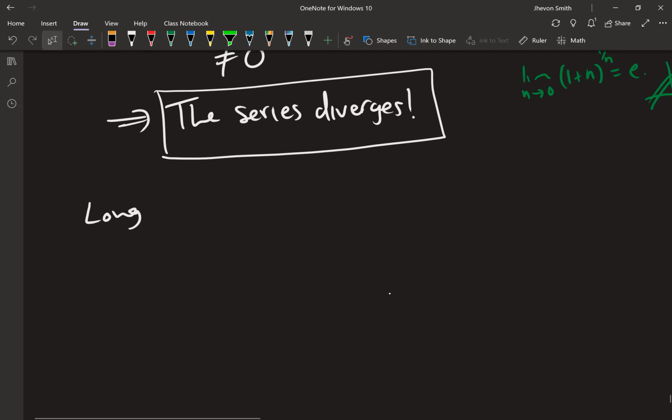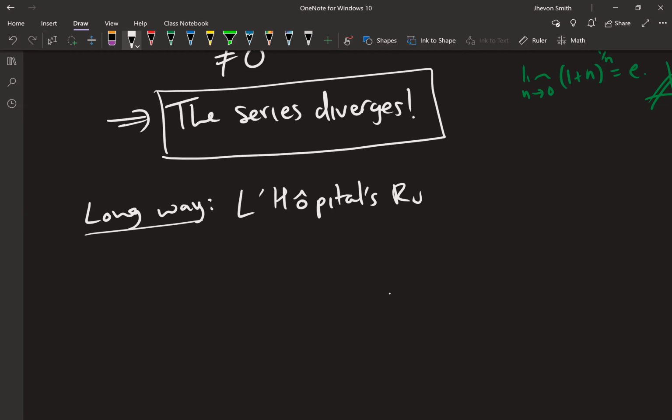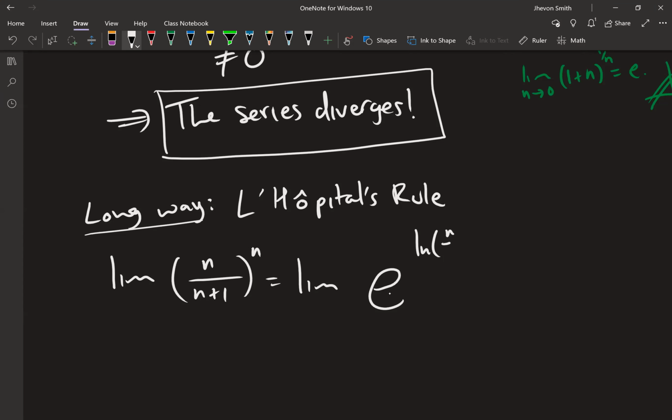Let's do the long way, which is probably the way that most people would have seen, but it'll take a while to get through it using L'Hopital. You have to say it with a French accent or it won't work. So I have the limit of n over n plus 1 raised to the n. We would look at this and rewrite it with the exponential, e to the ln of n over n plus 1 raised to the n.